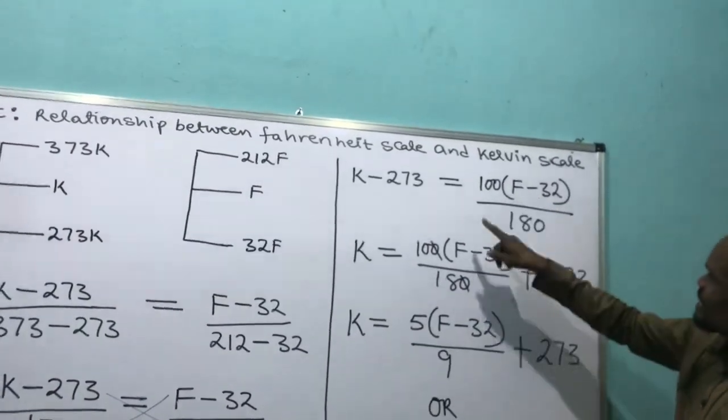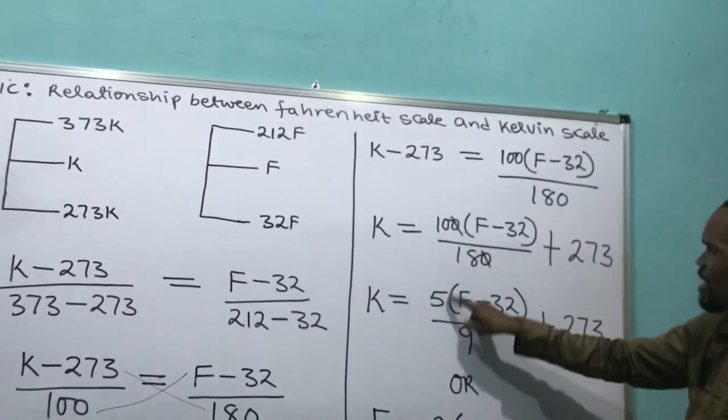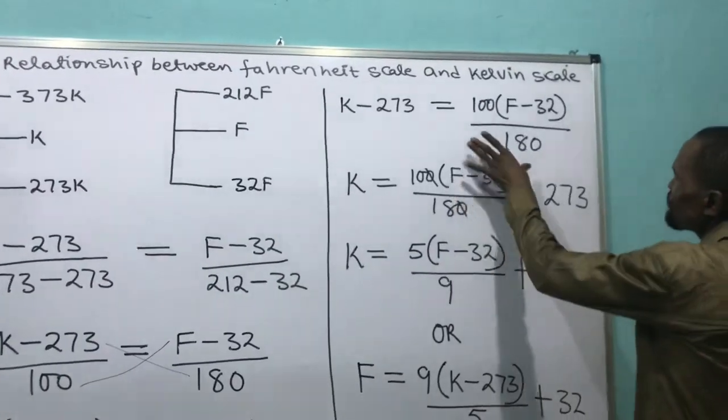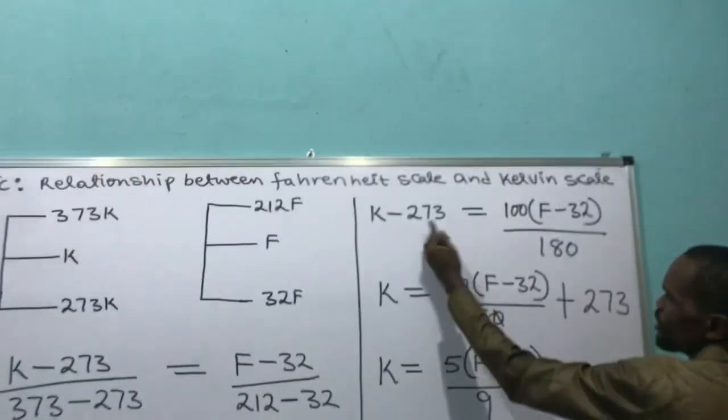Then 0 cancels 0, and the 2 goes here and gives me 5. The 2 goes here and gives me 9. And then coming over here, after I have done this, we have minus 273. What is it going to do?